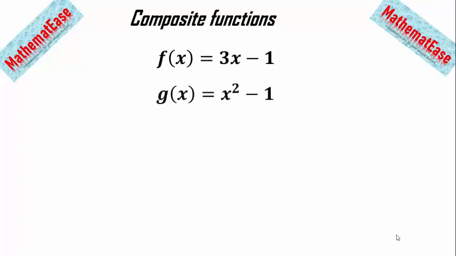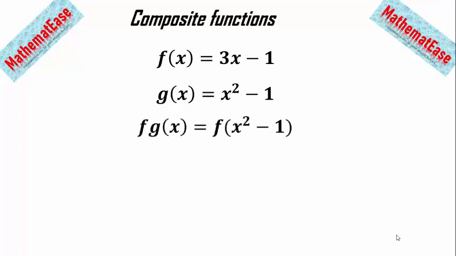Composite functions. In composite function, you will have two functions, or embed one function in another function. But in this case, I have f of x equal to 3x minus 1, and g of x is equal to x squared minus 1.